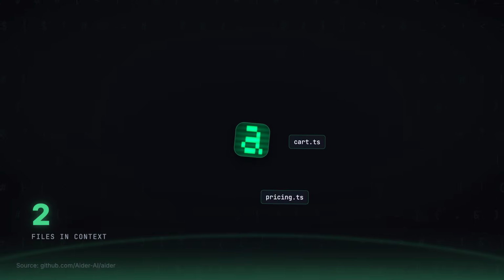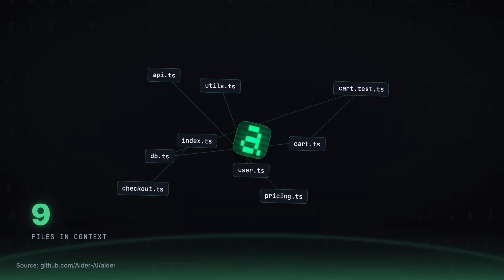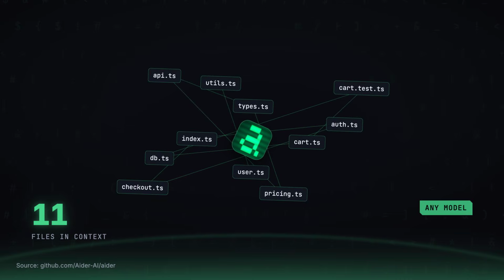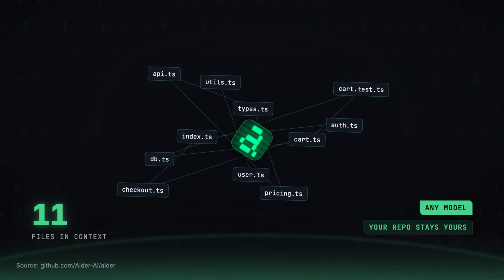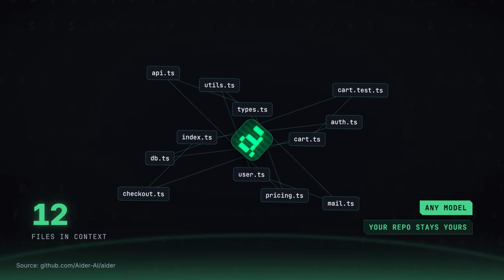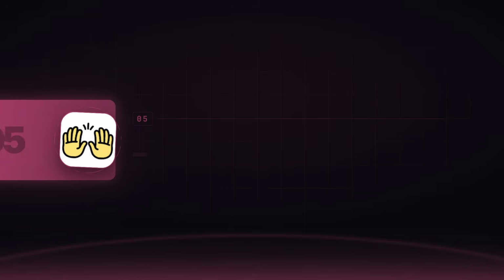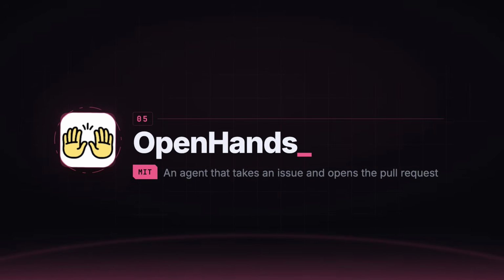It is model agnostic, so the exact same habit works on a frontier model today and a local one tomorrow. And nothing leaves the machine unless you sent it. OpenHands takes it further. Hand it an issue and it works the whole thing end to end, then opens a pull request when it is finished.